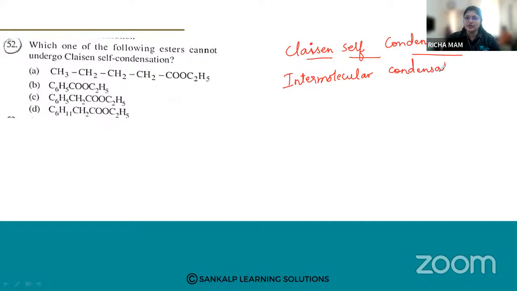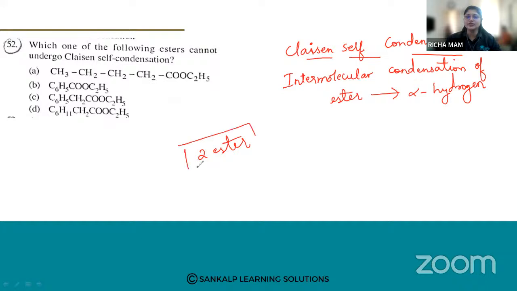So when two molecules of esters are getting condensed, that is the Claisen condensation. The esters should contain alpha hydrogen. So what is the criteria? Two esters should be there, two molecules of esters, and each should have an alpha hydrogen atom, and there should be the presence of a strong base.